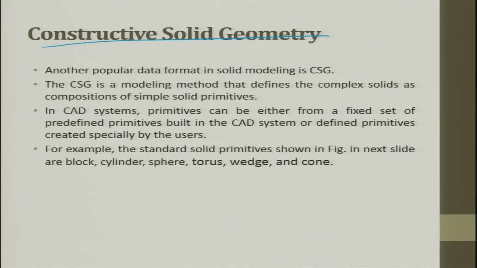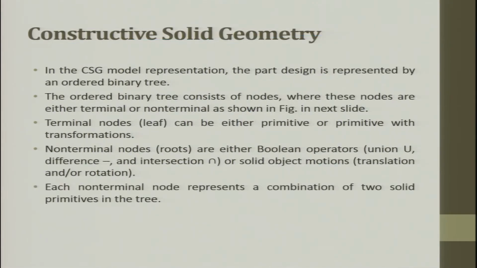Constructive solid geometry, which is otherwise called CSG. CSG is a modeling method that defines a complex solid shape as a composition of simple solid primitives. Here the simple solid primitives were already discussed in the previous lectures, and I have also listed them here. The terminal nodes can be either a primitive or a primitive with transformation. Non-terminal nodes are either a Boolean operation or a solid object motion. Each non-terminal node represents a combination of 2 solid primitives in the tree.